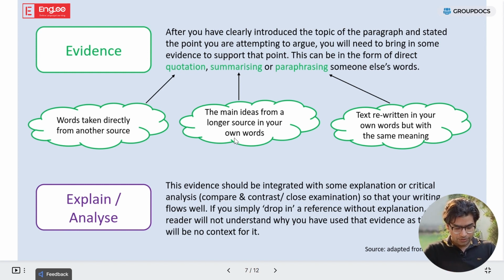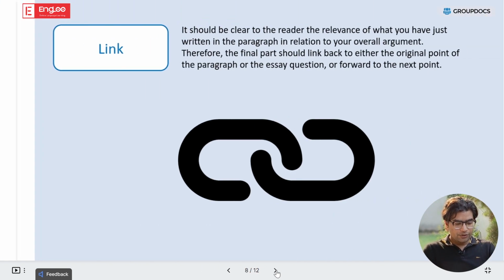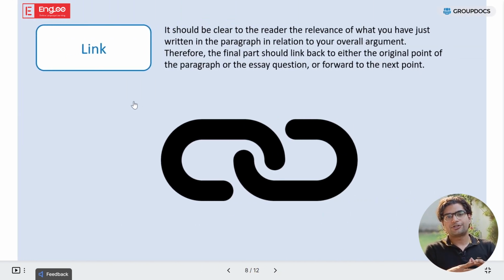Without wasting a moment more, let's move forward with the fourth point in today's presentation, which is the link. How to make a link? Now this last sentence is important to link it with the previous thought and to link it to the next upcoming paragraph. Now let's see what it says. It should be clear to the reader the relevance of what you have written in the paragraph in relation to your overall argument. Therefore, the final part should link back to either the original point of the paragraph or the essay question, or forward to the next point.